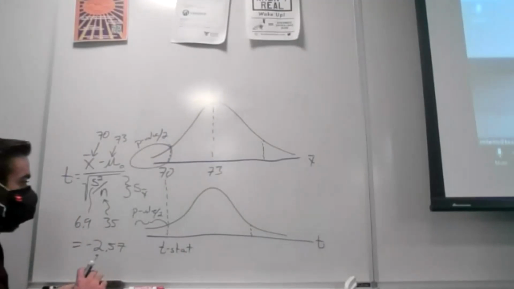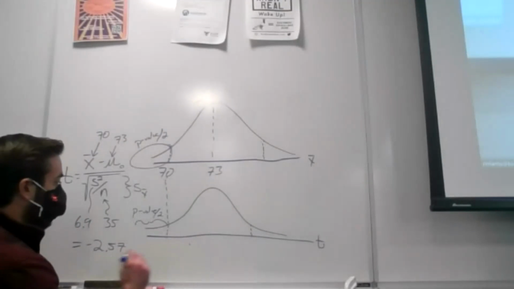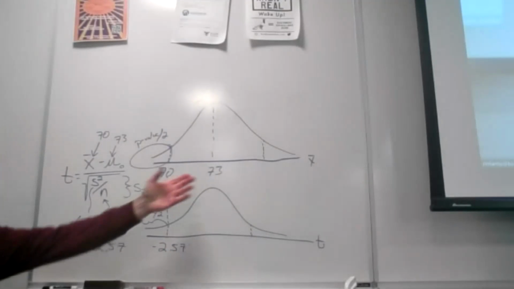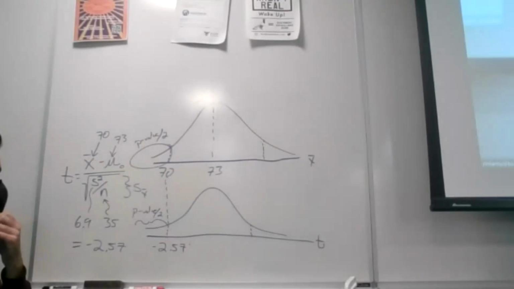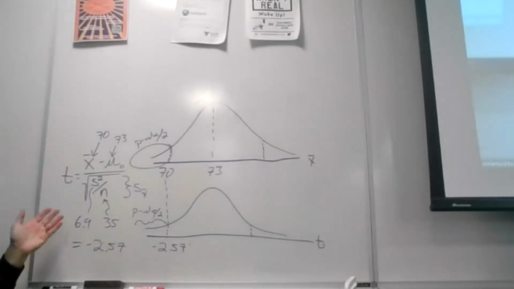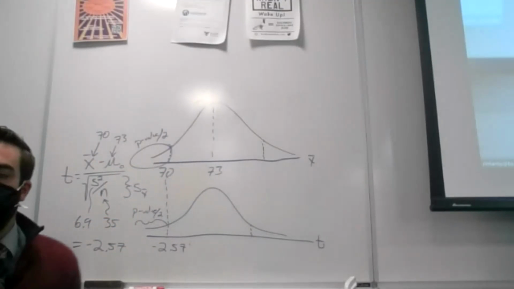So -2.57 is our test statistic right here. Once again, kind of makes sense. We found evidence below what we assumed to be true. We're not very far away, but we had a relatively low variance here, so maybe it is quite a few standard deviations. So now I go to my student t tables to find the area to the left of that value.